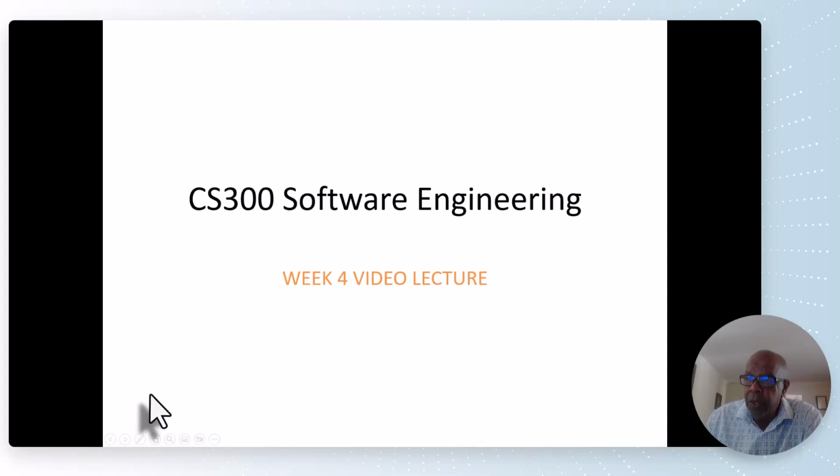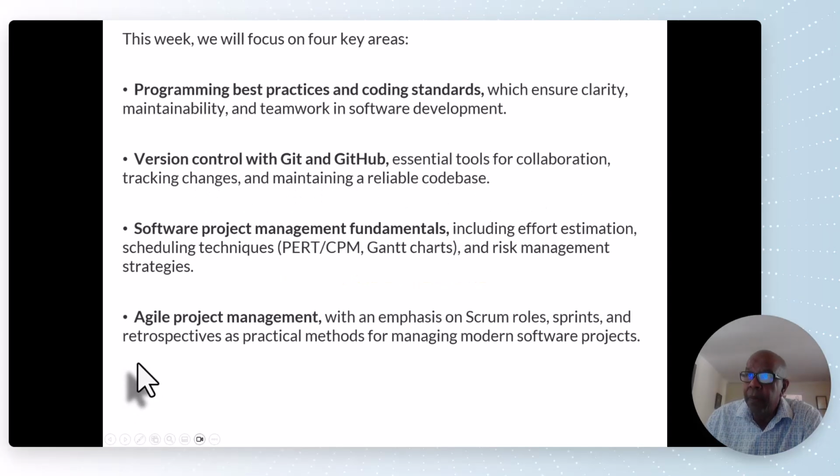Okay, so quick review on what this particular week is going to encompass. This week we're going to focus on 4 key areas: programming best practices, version control with Git and GitHub, software project management fundamentals, and then kind of an overview, high level of Agile. Later on, we'll be doing a deep dive. This is kind of to introduce you. We've had some aspects of Agile that we've already talked about. This one hopefully can put it together a little more.